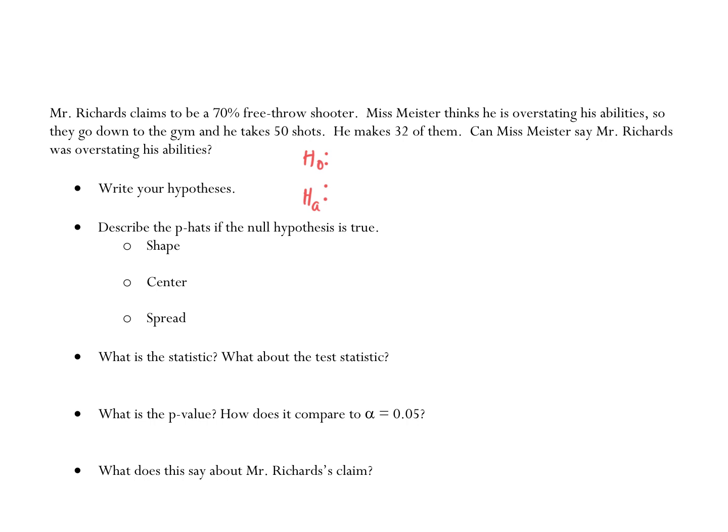Now, in my opinion, the easiest way to do this is first think through what you want to be able to conclude at the end. So what I'm saying is that he is overstating his ability to shoot free throws. So does that mean I think the actual percentage for him is above 70% or below? Below. So my alternative hypothesis is that his shooting percentage is less than 70%.